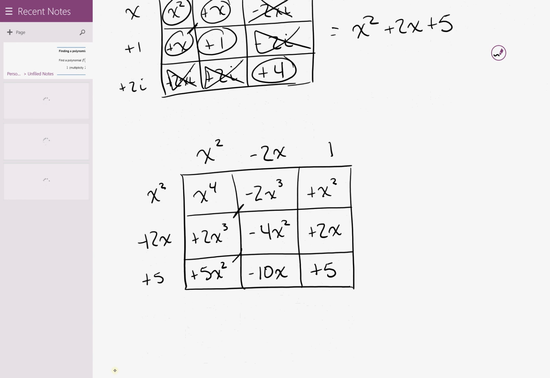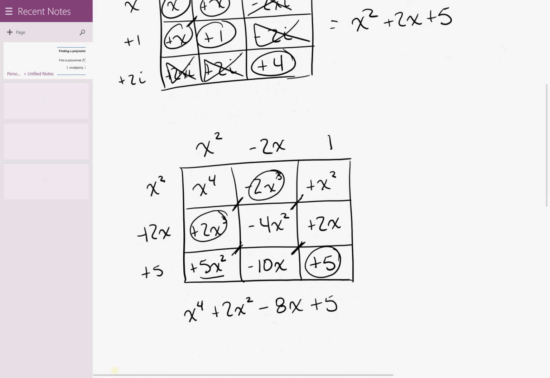Now, look at how my terms align here. I have x to the 4th, and my x cubes cancel out. And then I have 5x squared minus 4x squared is x squared, plus x squared is 2x squared. Right? And 2x minus 10x is negative 8x. And then plus 5. And that is my final answer.